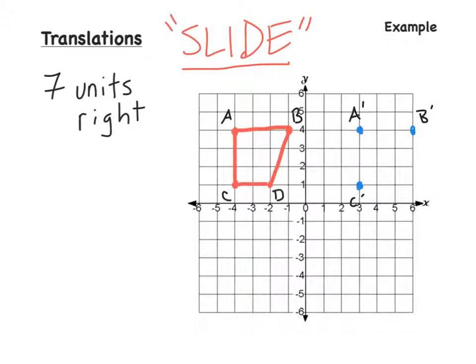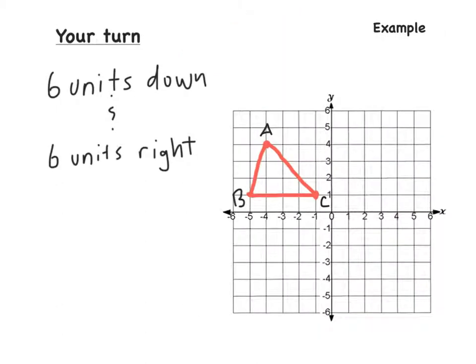Now we have D. 7 units to the right. 1, 2, 3, 4, 5, 6, 7. Known as D prime. So if we connect all of these, all that we did was moved this figure 7 places to the right. Same exact shape, same exact orientation. Alright, now what I want you to do is to try this transformation yourself. Pause the video, unpause the video when you're ready to see what I've done.